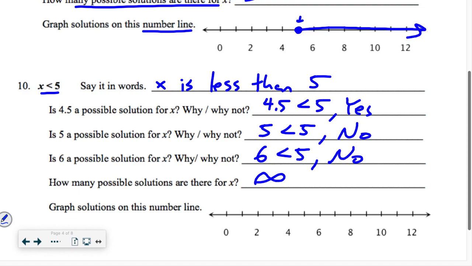When we graph this, not only am I going to the left because it's less than, but I'm also going to put an open circle on 5. This tells us that this is not included. A closed circle is included, an open circle is not. And like I said, it's less than, so it goes off to the left.